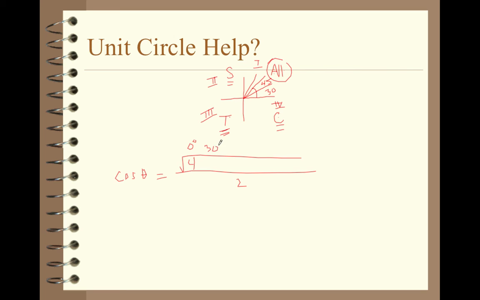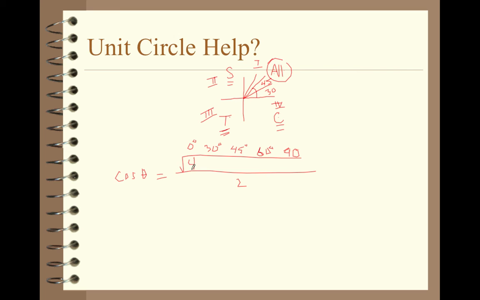So we're going to do 30 degrees, we're going to do 45 degrees, we're going to do 60 degrees, and then we're going to do 90 degrees. Oh man, this is terrible. The pen's acting up again.